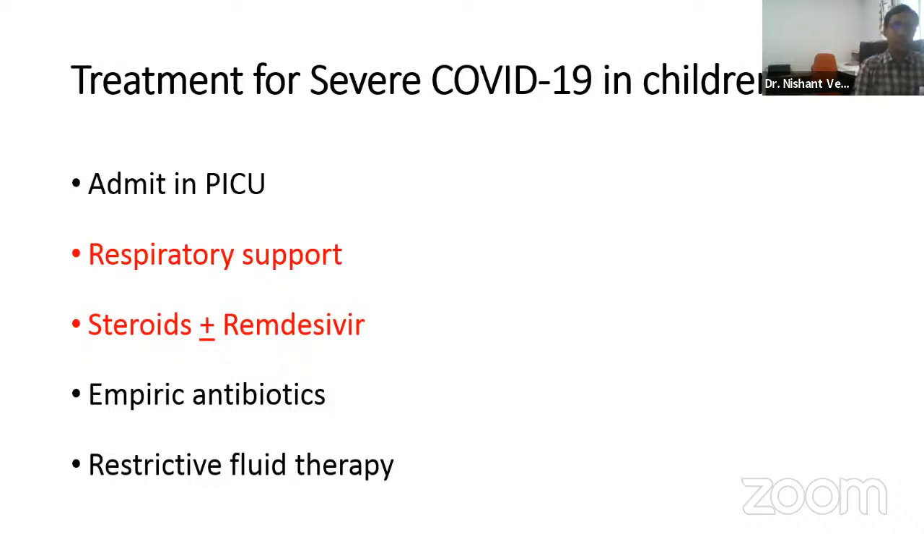So once you have diagnosed severe COVID-19 in any child, the first thing you do is admit that child in your COVID PICU. You give respiratory support, you give pharmacological treatment, which would include steroids with or without remdesivir. You start empiric antibiotics and restrictive fluid therapy. By restrictive fluid therapy, we mean don't keep on giving fluid boluses. You can give maintenance fluid at 75% of the TFR, total fluid rate, because giving more fluids has been seen to exacerbate the lung damage in ARDS. So follow restrictive fluid therapy.